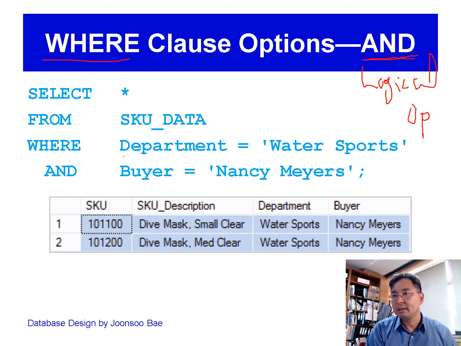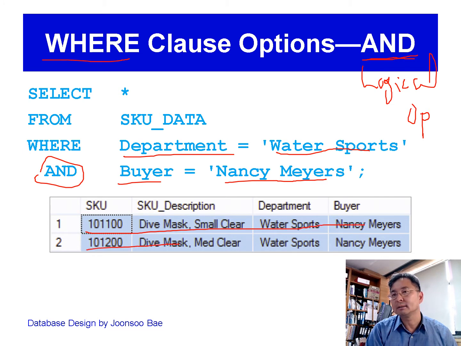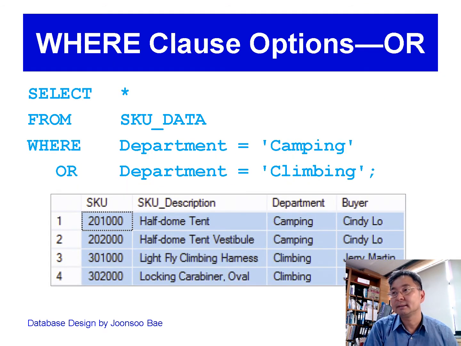In the example here, department must be water sports, and at the same time, buyer must be Nancy Meyer. So that satisfies only 2 rows among the SKU data set here. So 2 rows will be selected. Both of them satisfy water sports and Nancy Meyer. That's the expected result.